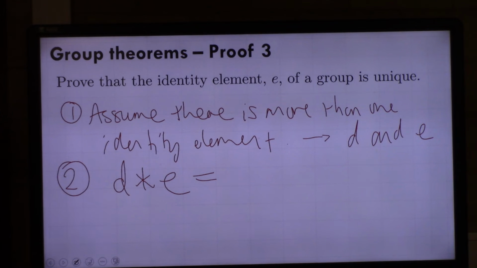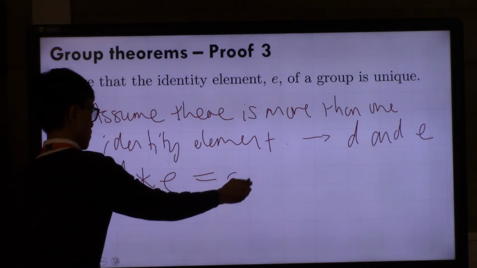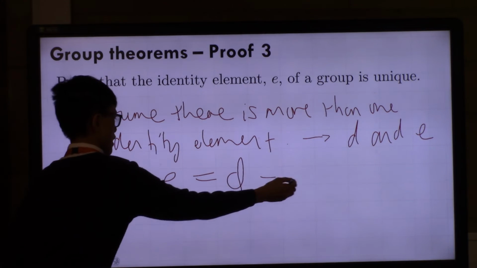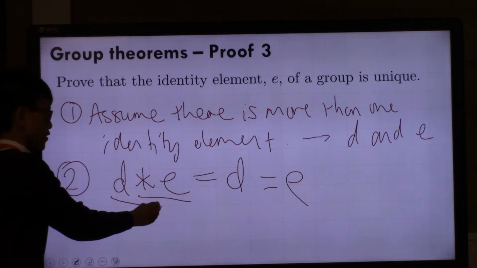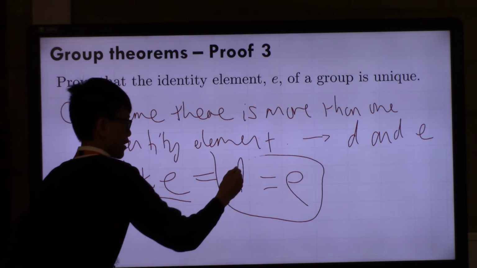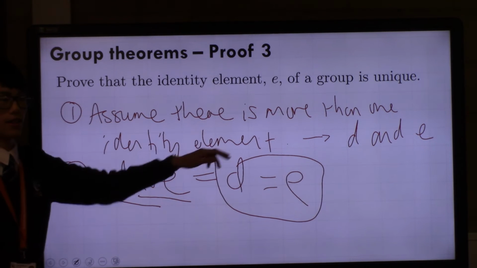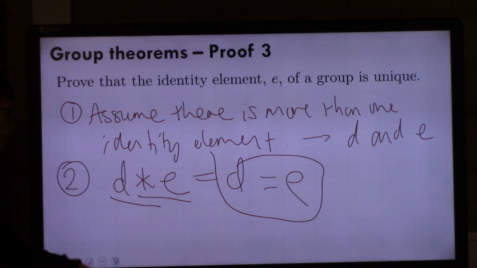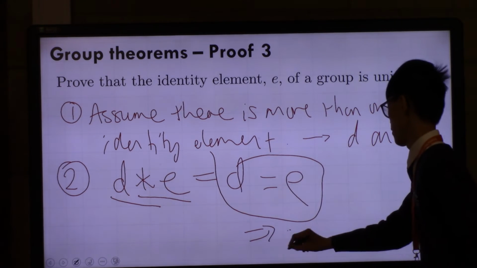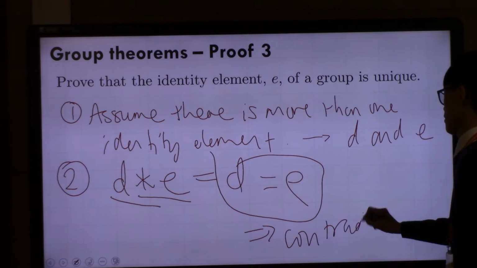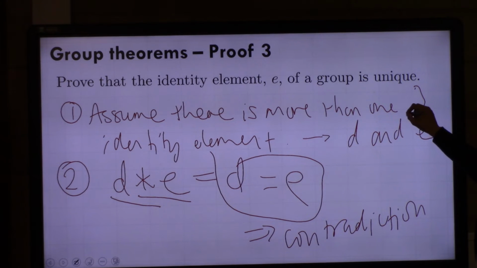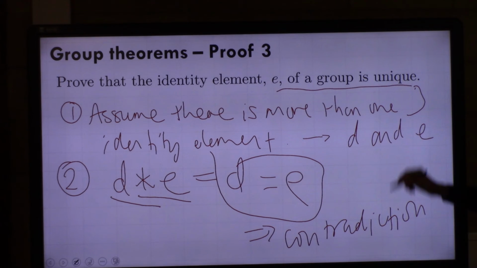So this is equal to D, because multiplying by E does nothing, but it's also equal to E, because multiplying by D does nothing. And this here is our contradiction, because we said these are two unique elements, right? So this is our contradiction, and therefore we've proved that this top statement is false, and therefore the identity element of a group is unique. Does that make sense?